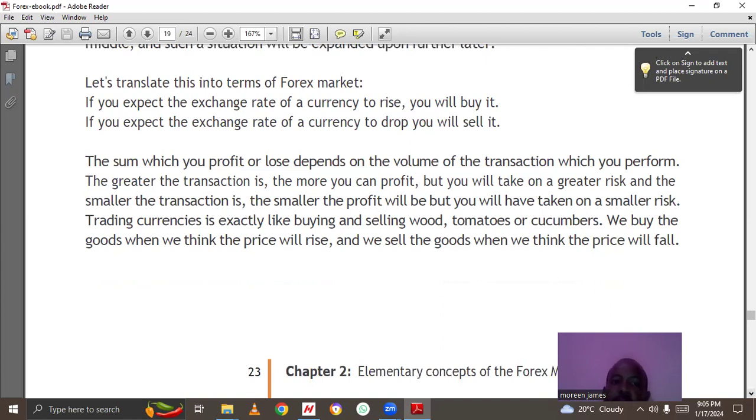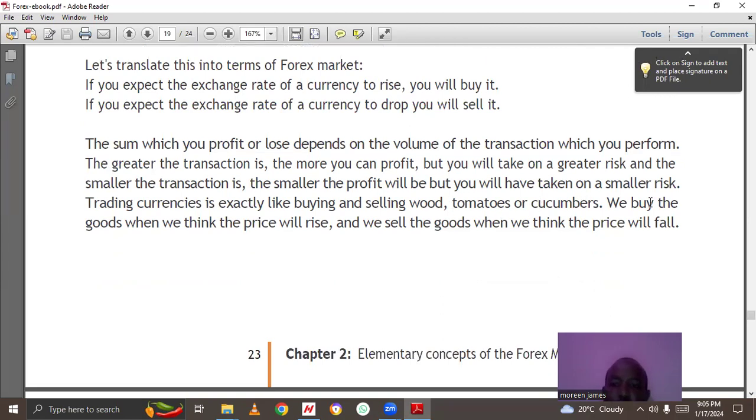So trading currencies is exactly like buying and selling wood, tomatoes, and cucumbers. We buy the goods when we think the price will rise, and we sell the goods when we think the prices will fall. And you have seen a basket here.